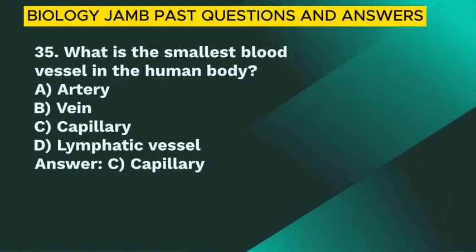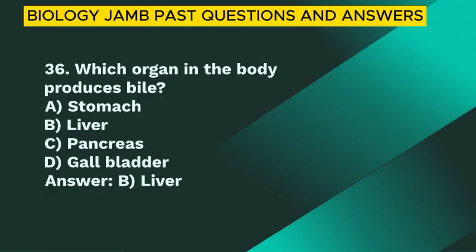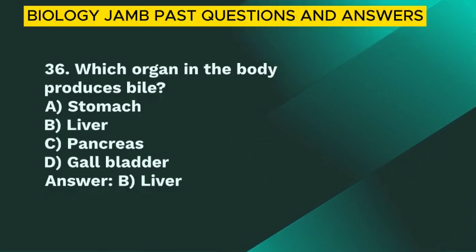Question number 35. What is the smallest blood vessel in the human body? A. Artery, B. Vein, C. Capillary, D. Lymphatic vessel. The answer is C, which is capillary. Question number 36. Which organ in the body produces bile? A. Stomach, B. Liver, C. Pancreas, D. Gallbladder. The answer is B, which is liver.